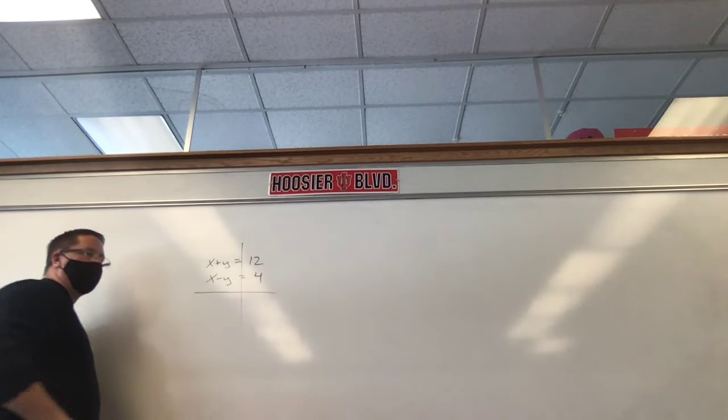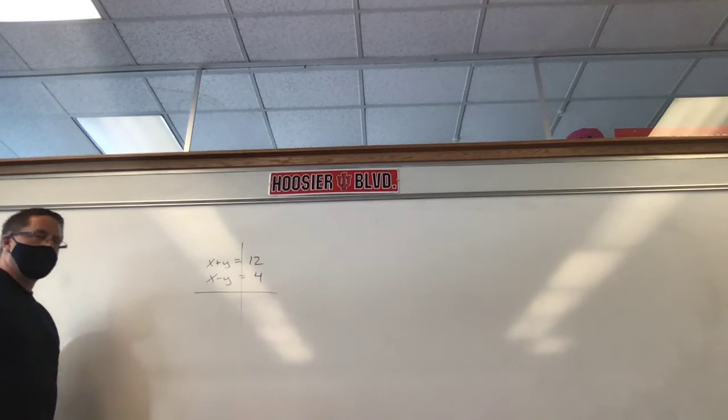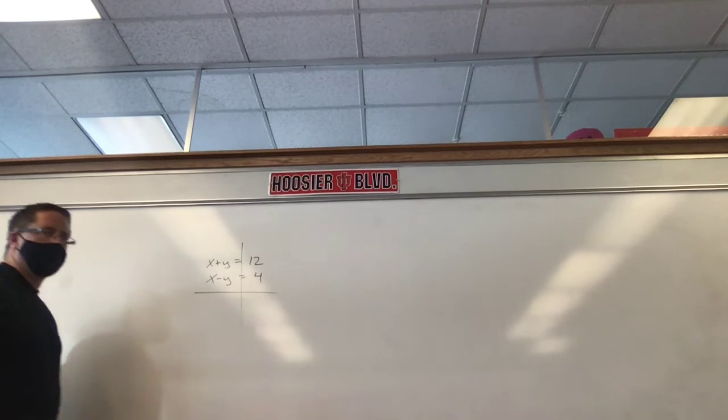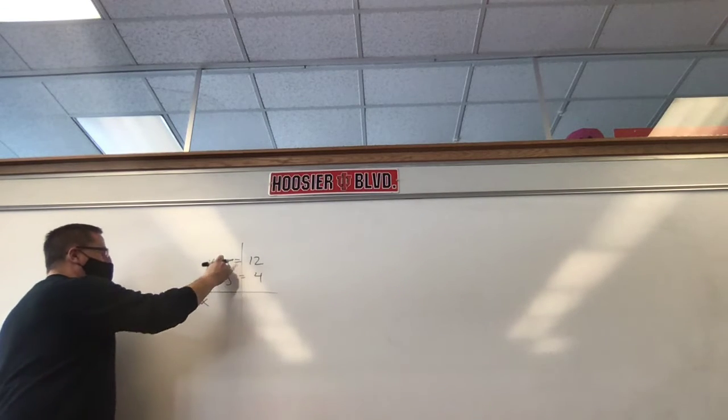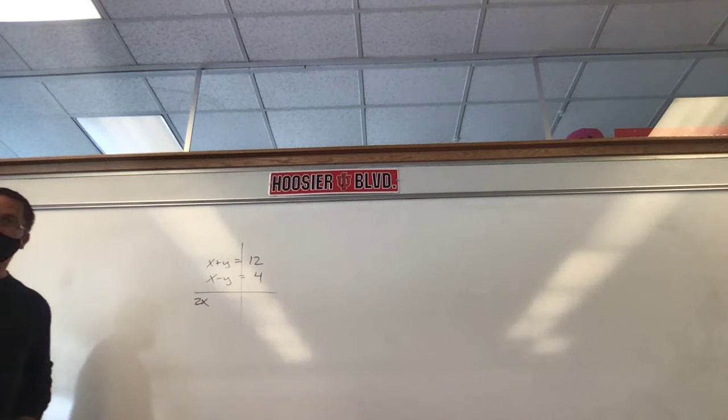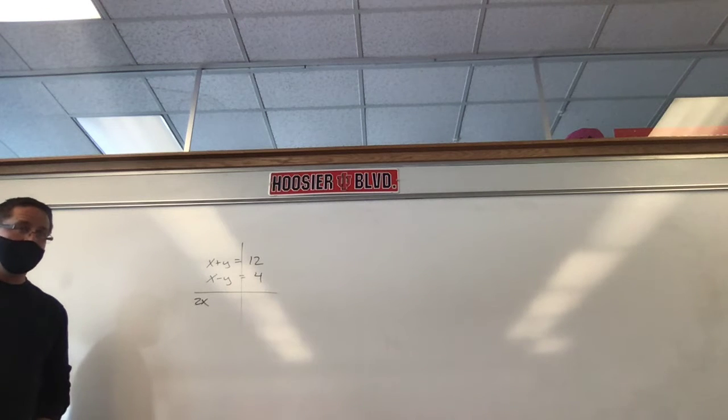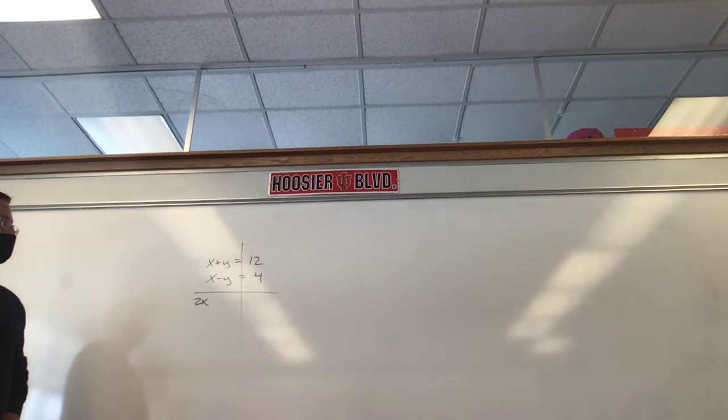Add up the left-hand side. What's x and another x? 2x. What's y and negative y? Negative 2y? No. What's 12 and negative 12 add up to? 0. What's 8 and negative 8 add up to? 0. What's y and negative y add up to? 0. They cancel. And we need two answers here.